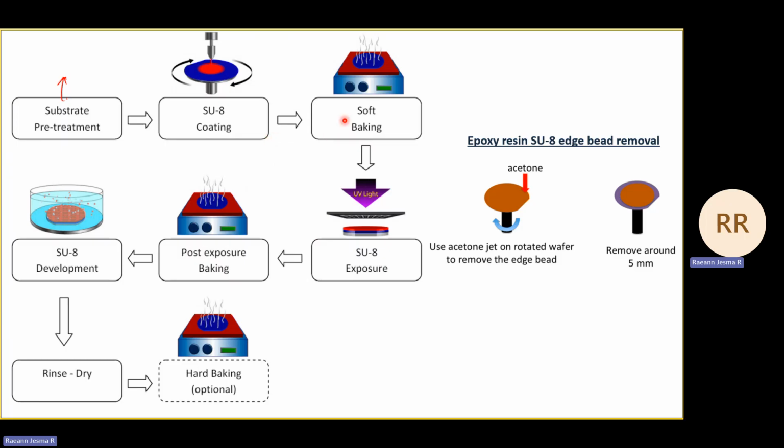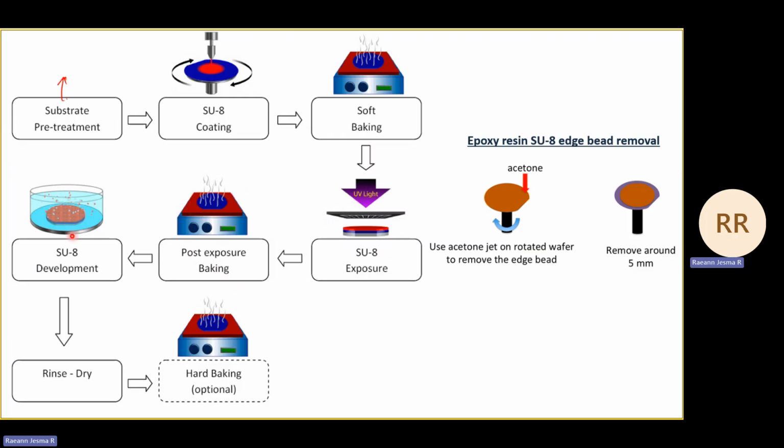In soft baking, we try to solidify the photoresist by removing some of the solvent present in it. Then after soft baking, we follow it by SU8 exposure. Since it is a negative photoresist, the exposed region will remain insoluble, whereas the unexposed region will get dissolved later when we are doing the development. After exposure, we follow it by post-exposure baking. During this post-exposure baking, the exposed regions will become cross-linked, so it will become harder to remove.